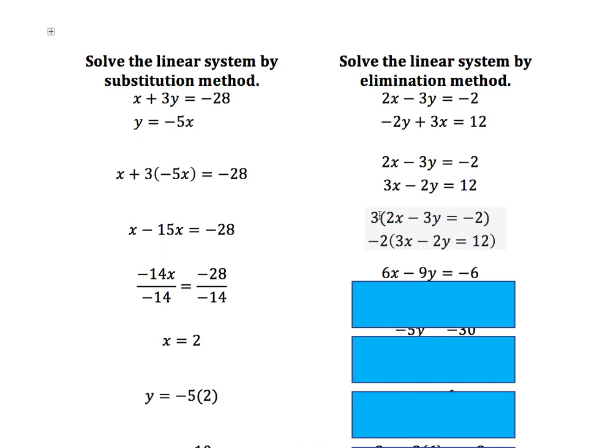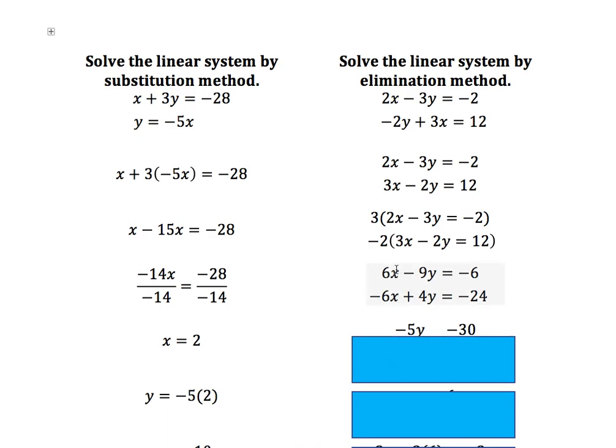Okay, so for the top equation, every single term here gets multiplied by 3. So 2x times 3 is 6x, and negative 3y times 3 is negative 9y, and negative 2 times 3 is negative 6. And then on the bottom equation, I'm multiplying all three of these terms by negative 2. So 3x times negative 2 is negative 6x, and negative 2y times negative 2 is positive 4y, and positive 12 times negative 2 is negative 24.